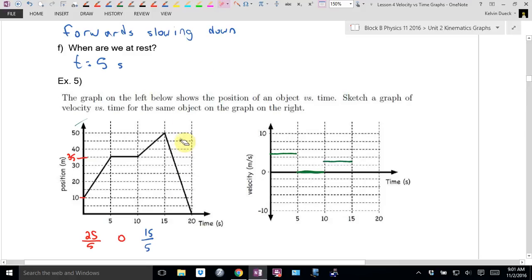How fast? What's the slope? Positive or negative? Negative. The rise is 50, yes? And the run is still 5? Knock, knock. Sorry? I disagree. Negative 10. So that's going to be way down there. Negative 10.